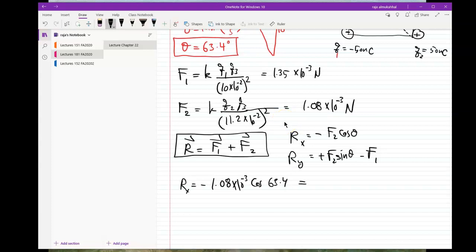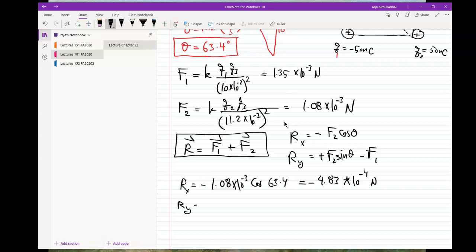And when I calculate that, I don't know if I calculated it already or not. I'm going to use my calculator. Go ahead and use your calculator. I hope you have your notes with you. And so in this case, I'm going to have 1.08 times 10 to the negative 3 times cosine 63.4. The answer, I get negative 4.83 times 10 to the negative 4 Newton. Okay? There we go.